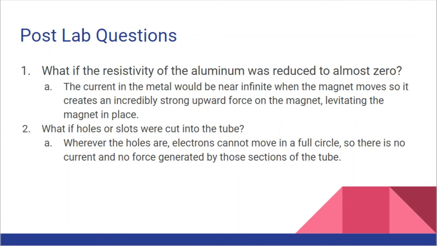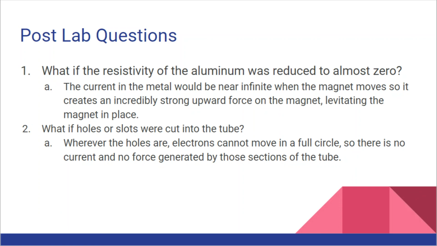Because the current is so high, any sort of motion in the magnet would create an incredibly strong magnetic field in the wire that would repel the magnet, so that it would immediately be pushed back up against itself, and so eventually the magnet just floats in place because the force from the tube is so strong.